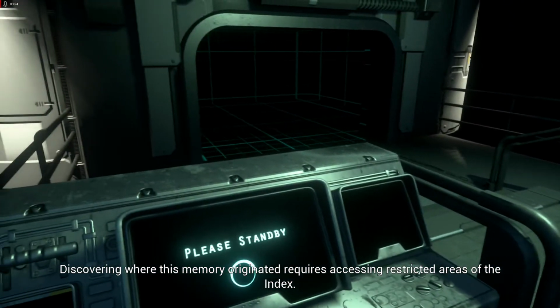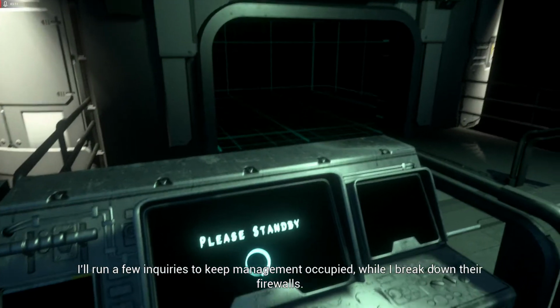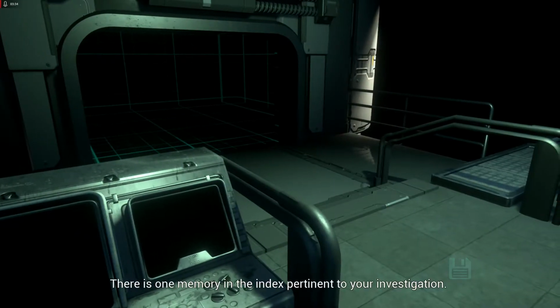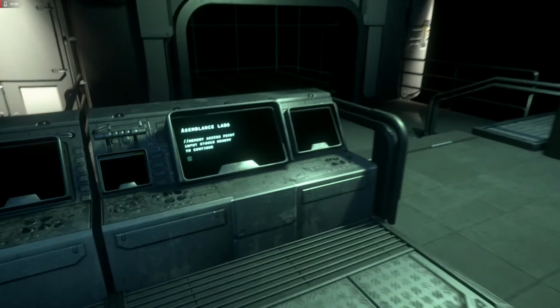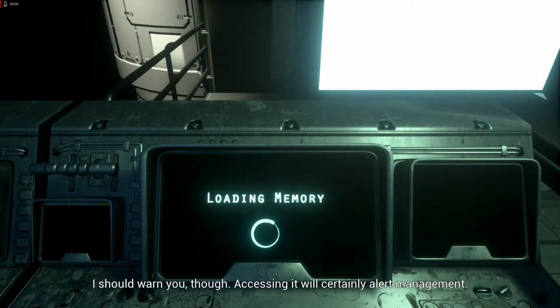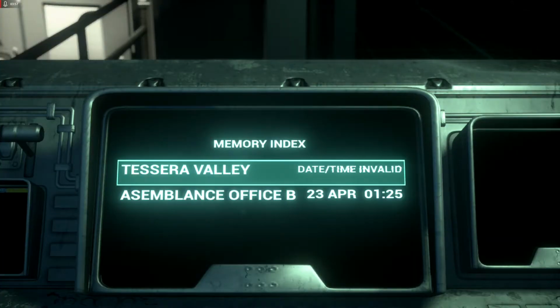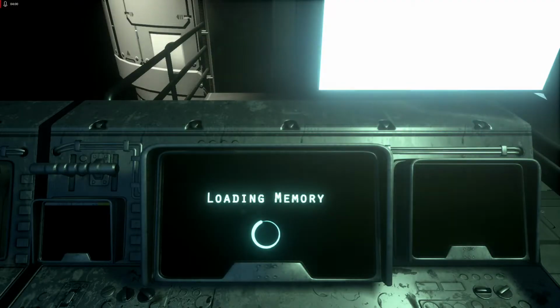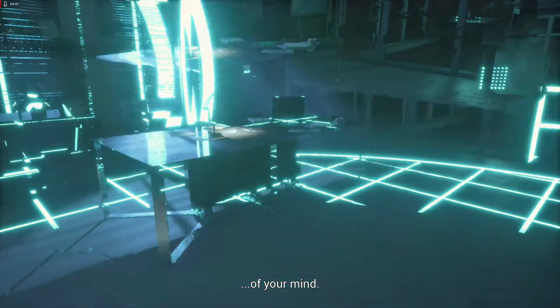Discovering where this memory originated requires accessing restricted areas of the index. I'll run a few queries to keep management occupied while I break down their firewalls. There is one memory in the index pertinent to your investigation. I should warn you though, accessing it will certainly alert management. Result in an immediate re-evaluation of your mind.